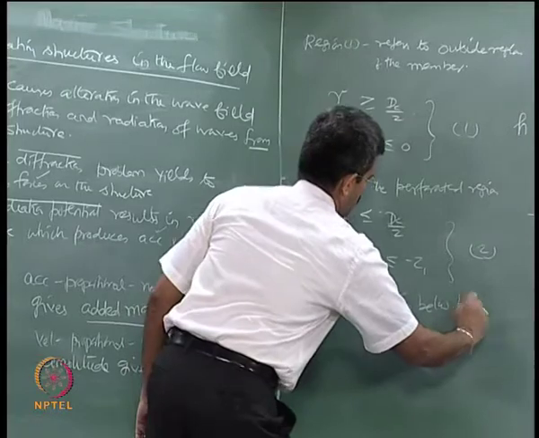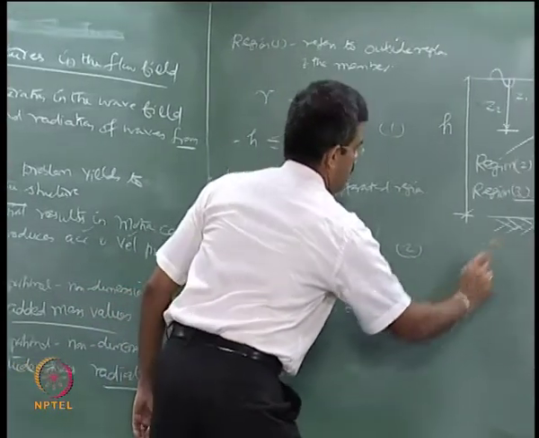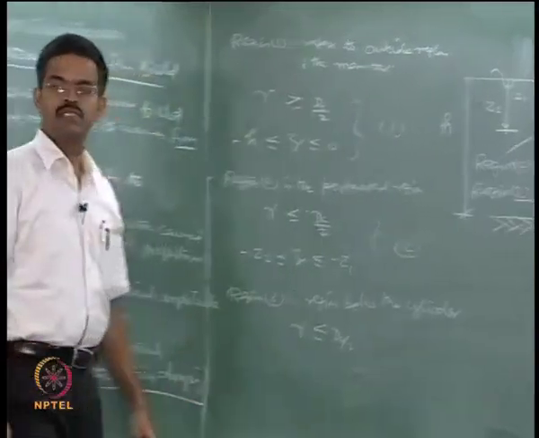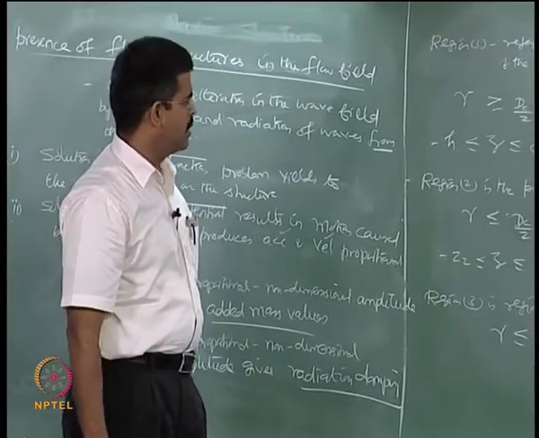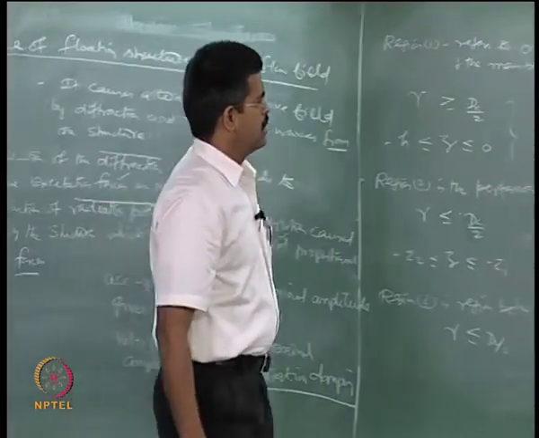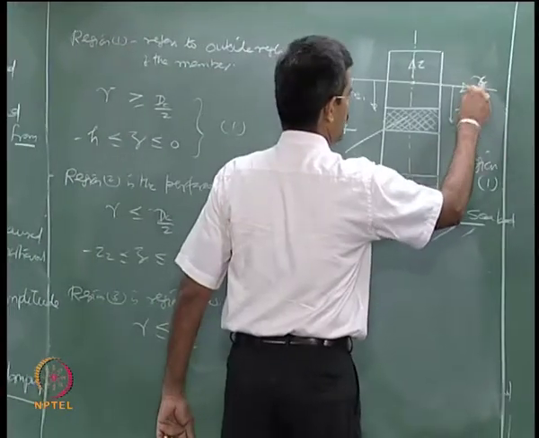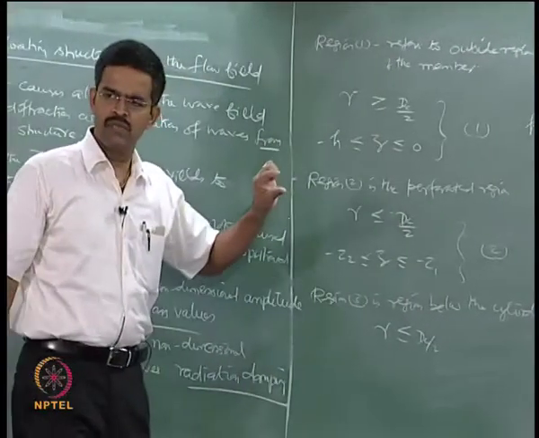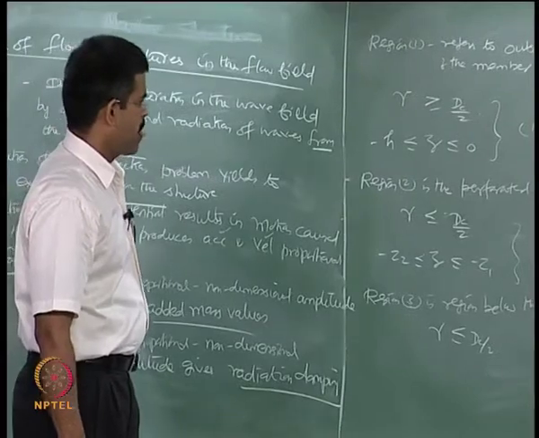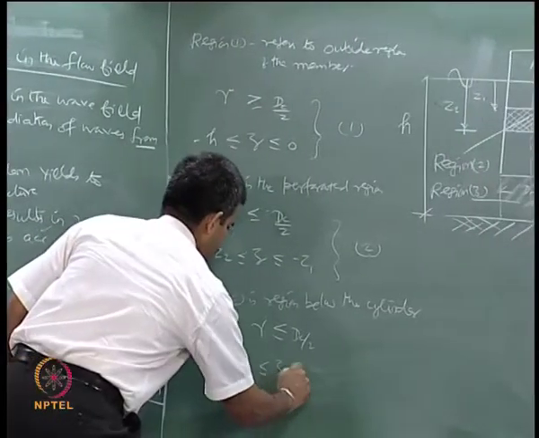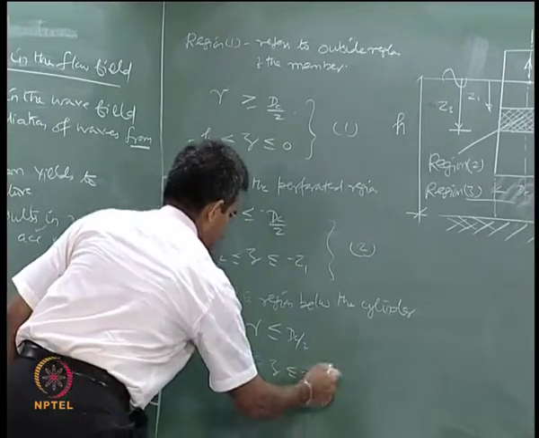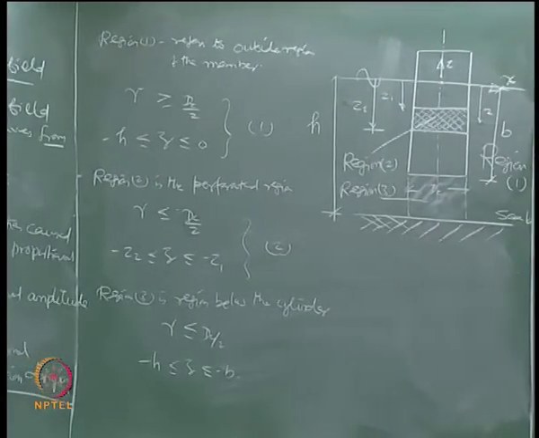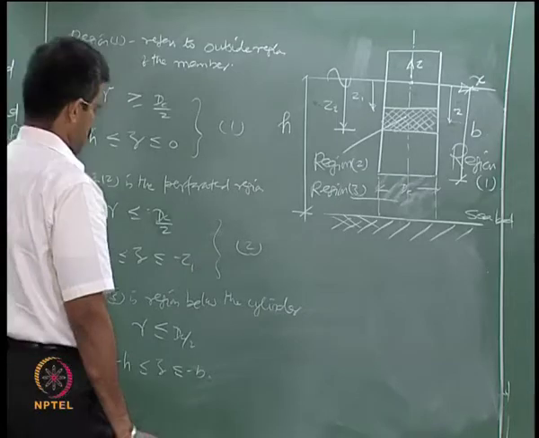below the cylinder, that is this region, where in this region also r is less than dc by 2, r is the radius. Let me call this value as b. Depth of immersion of the cylinder. So z varies between minus h to minus b, is that okay? Equation number 3.